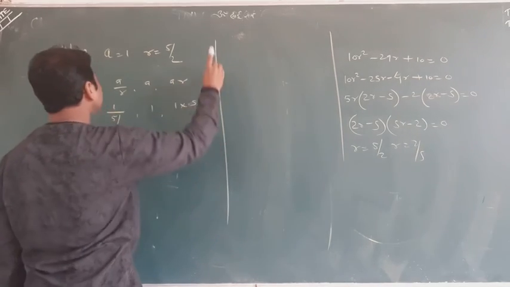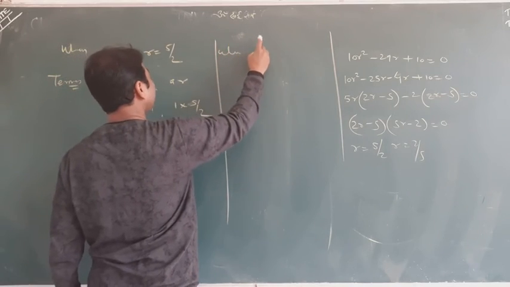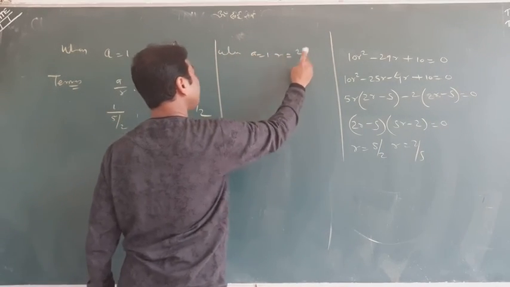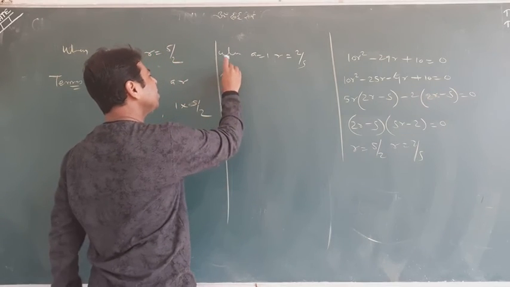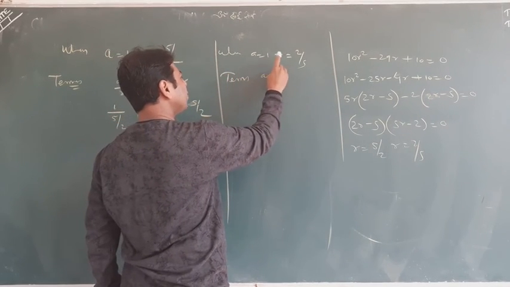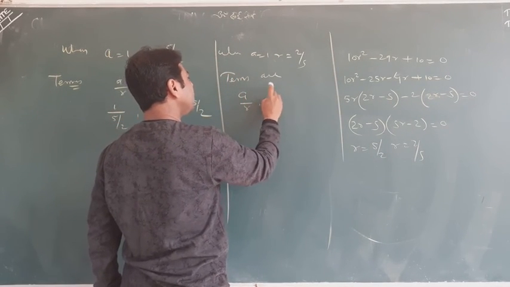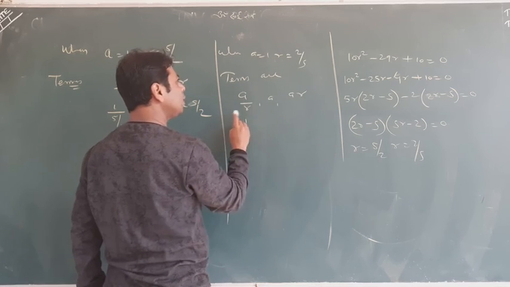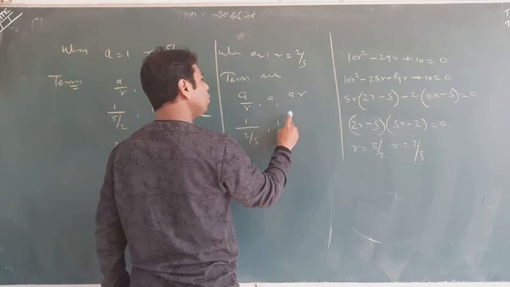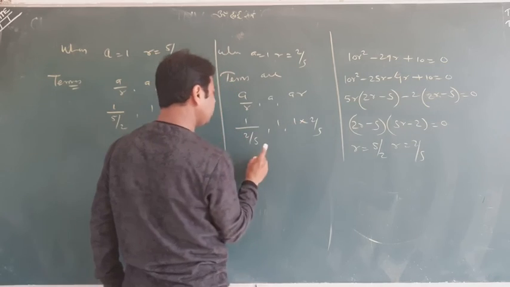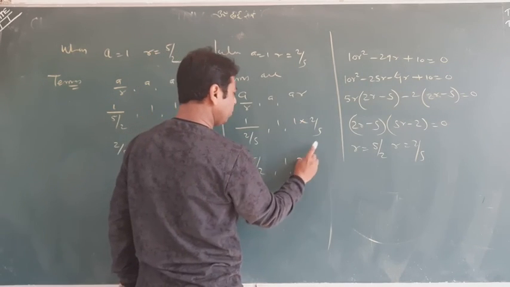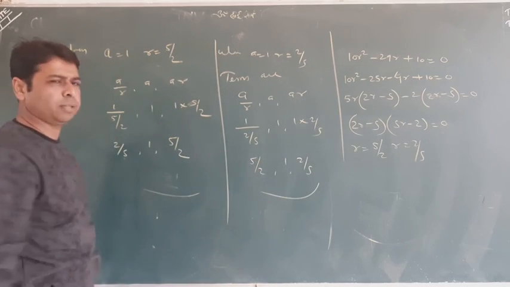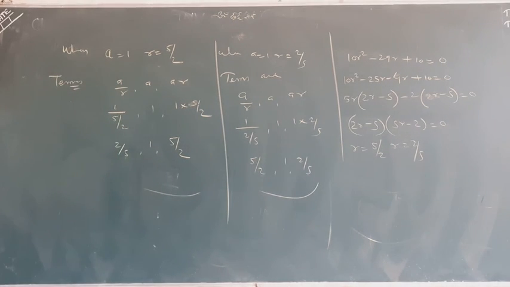And in the second case, when a equals 1 and r equals 2/5, the terms are a/r, a and ar. Put in the values: 1 divided by 2/5, 1, and 1 into 2/5. So it's 5/2, 1 and 2/5. So these two may be the answer. Hope you have got it. It's not a tough one. Easy things are coming here.